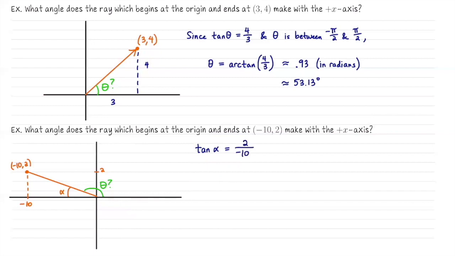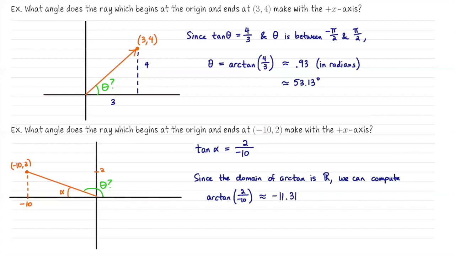Now, a word of caution here: we are over in the second quadrant, which is not part of the unit circle that we identified when we're relating tangent to arctangent. However, the domain of arctangent is all real numbers. So I don't have to be too concerned at this point. I can go ahead and take the arctan of both sides of the equation above. Therefore, we compute arctan of 2 over negative 10, which is approximately negative 11.31 degrees.